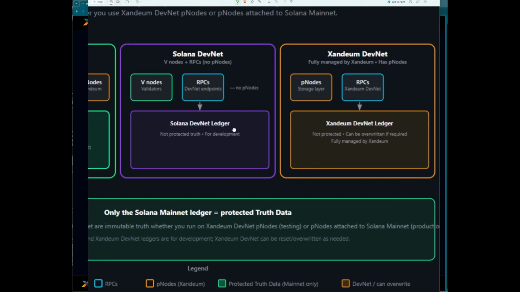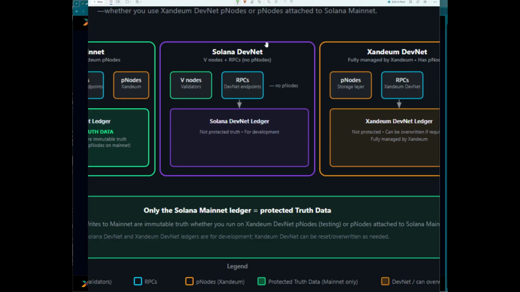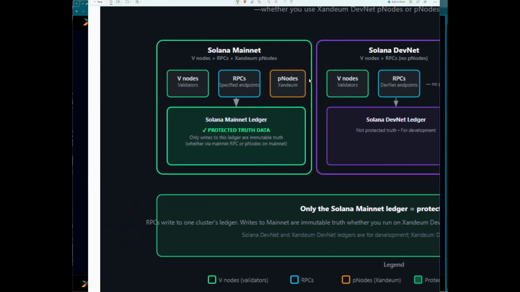For testing, sometimes we use Solana DevNet because it's free. We don't have to use real money. So we only use Solana DevNet when we want to test something for free somewhere. It's kind of rare. Most of what we want to do is going to be on Solana mainnet.